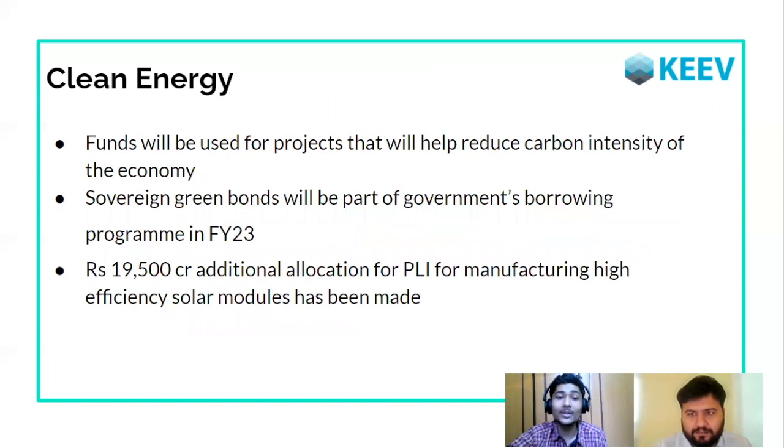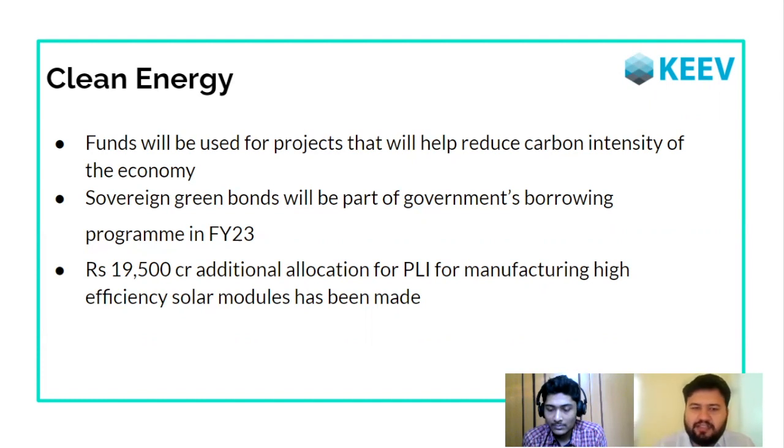Clean energy funds will be used for projects that will help reduce carbon intensity of the economy. Green bonds will be part of government's borrowings program in fiscal year 2023. Right. So green bonds, क्या होता है? Sovereign green bonds is what the government is planning to raise. So these are bonds which the government issues to investors, using which the government raises funds, and they are just like your normal bonds that the government issues, okay, to raise funds.